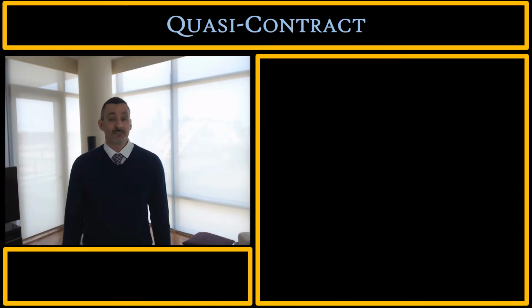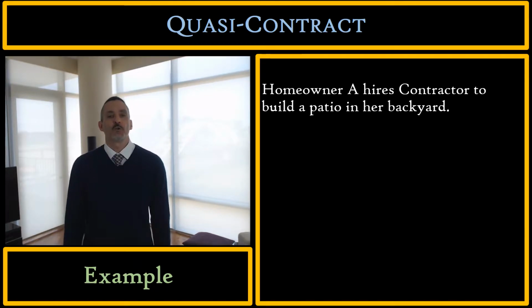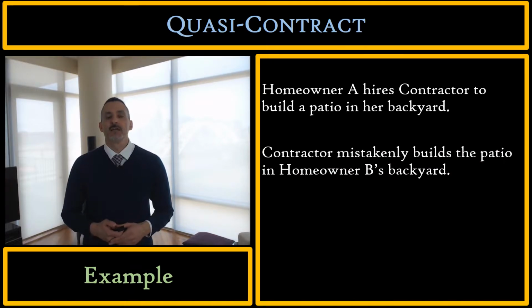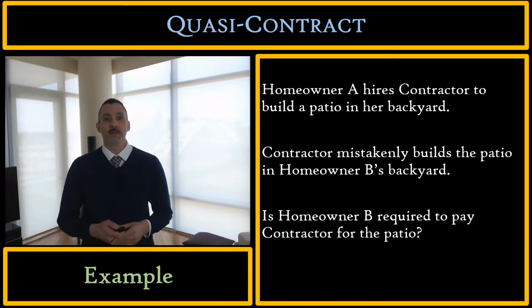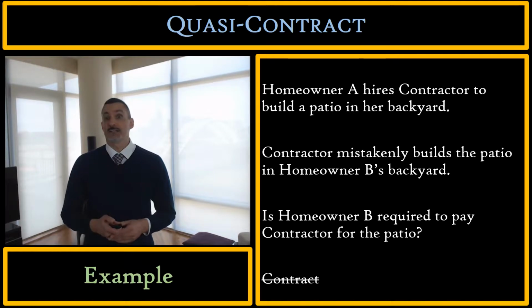Let's look at an example of a fact pattern that implicates quasi-contract. Imagine homeowner A hires contractor to build a patio in homeowner A's backyard. But by mistake, contractor builds the patio in homeowner B's backyard. Contractor wants homeowner B to pay for the patio. Well, is homeowner B required to pay for the patio? Let's think about contract. Is there a contract between homeowner B and the contractor to build a patio? No, we have no contract.